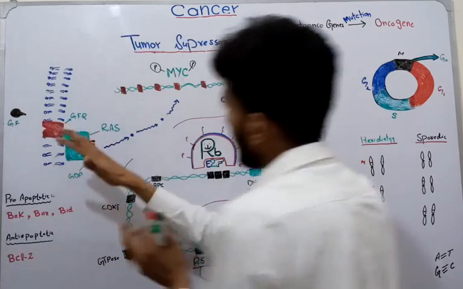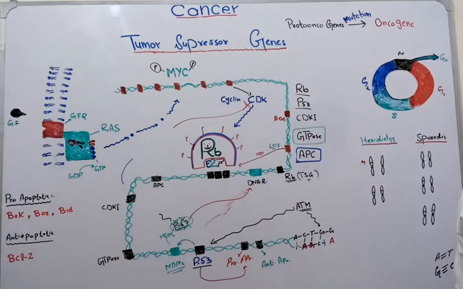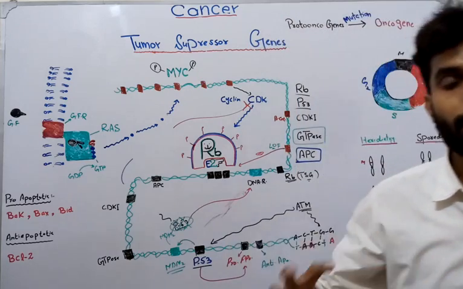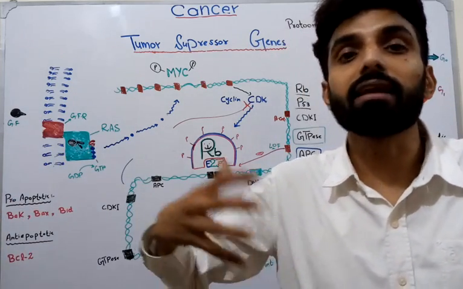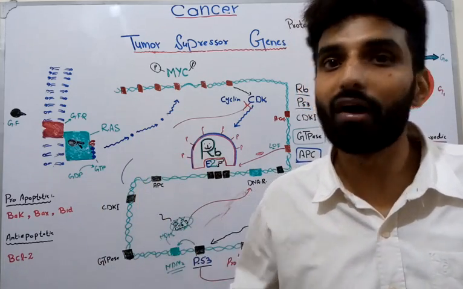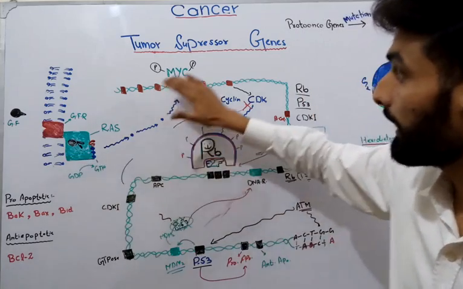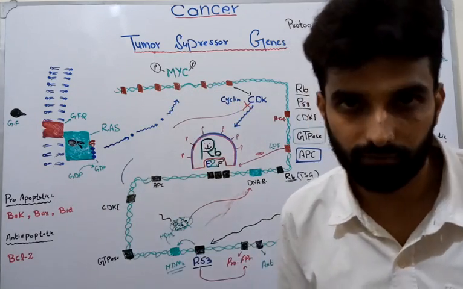Because of these two pathways, it will cause the phosphorylation of the MYC gene, and MYC is a global transcription factor for many pro-proliferative genes. It means it will increase the transcription of those genes that are responsible for proliferation. So it means the MYC protein is basically responsible for cell proliferation.